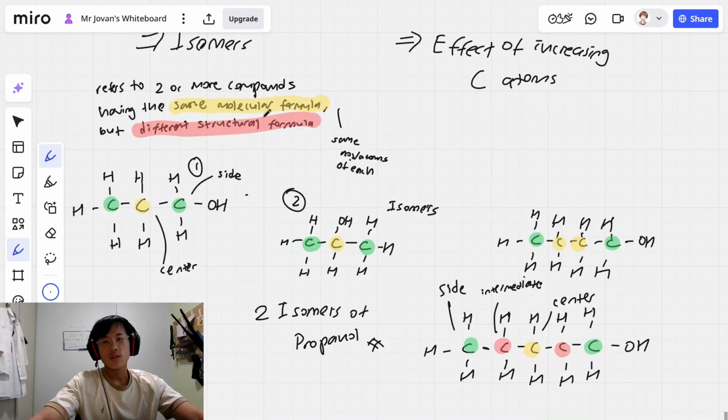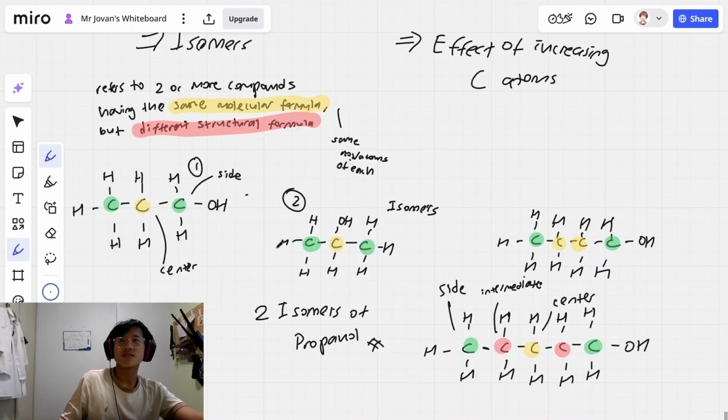So always remember, let's go back to our first example of propanol. They all have the same number of carbon, hydrogen, and oxygen atoms because I want the same molecular formula. But they have different structures. One of the OH is connected to the side carbon, one is connected to the middle carbon. Two isomers of propanol. That's it for isomers. Isn't it so simple?